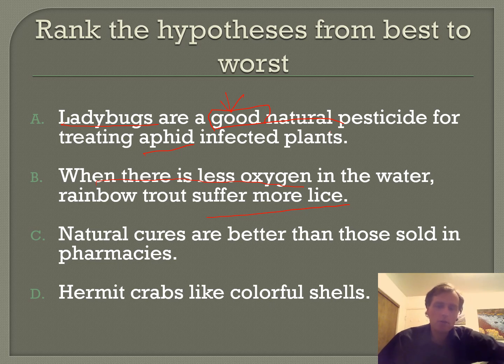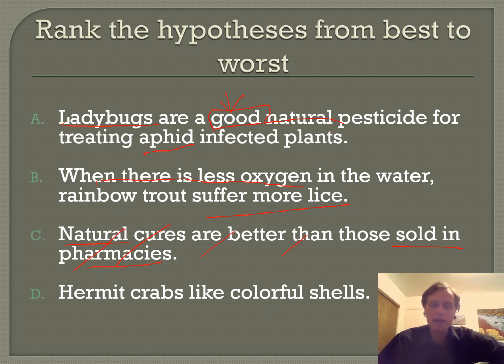C: natural cures are better than those sold in pharmacies. This has got to be an absolutely terrible hypothesis simply because, number one, natural, what on earth does that mean? Is it natural just because it comes from a plant? A lot of plants have poisons in them. And then also, those sold in pharmacies, many natural cures are likely sold in pharmacies. I'm not an expert on pharmacies. So this is just super vague and a great way to perhaps start an argument because it is so unclear.